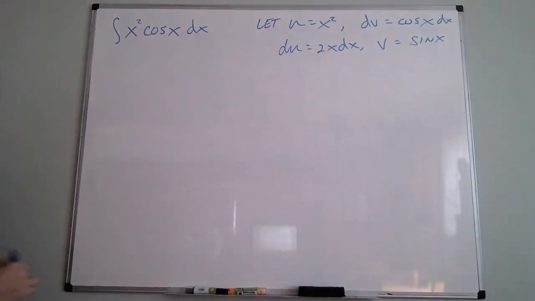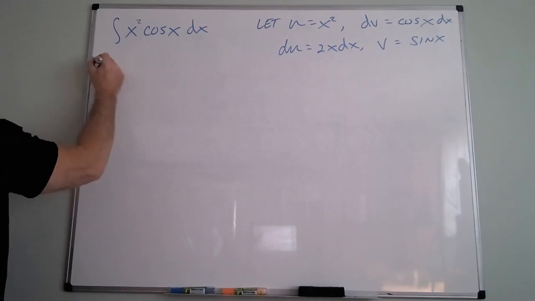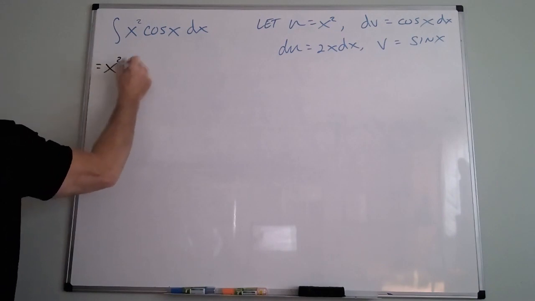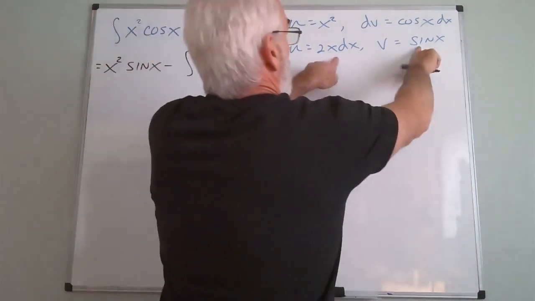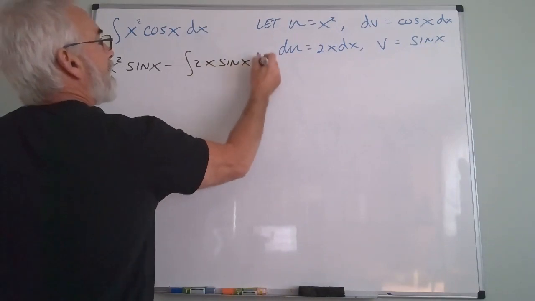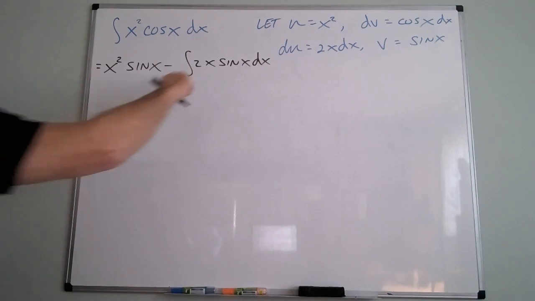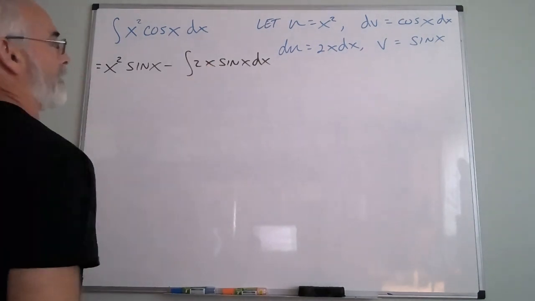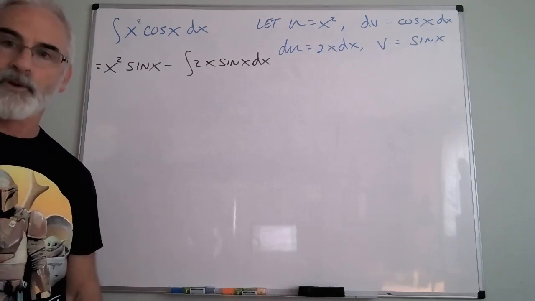So after one step, I'm going to have uv. So this is going to be x squared times the sine function minus the integral of v du. So minus 2x sine x dx. I still can't integrate that one because I still have an x here. Oh, darn. I guess we did the wrong thing. Well, no, we did the right thing.